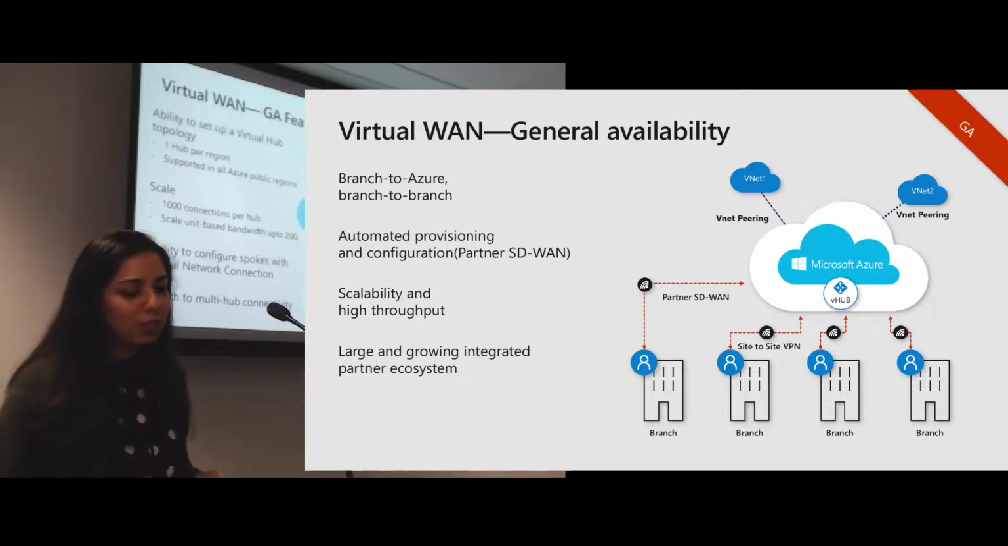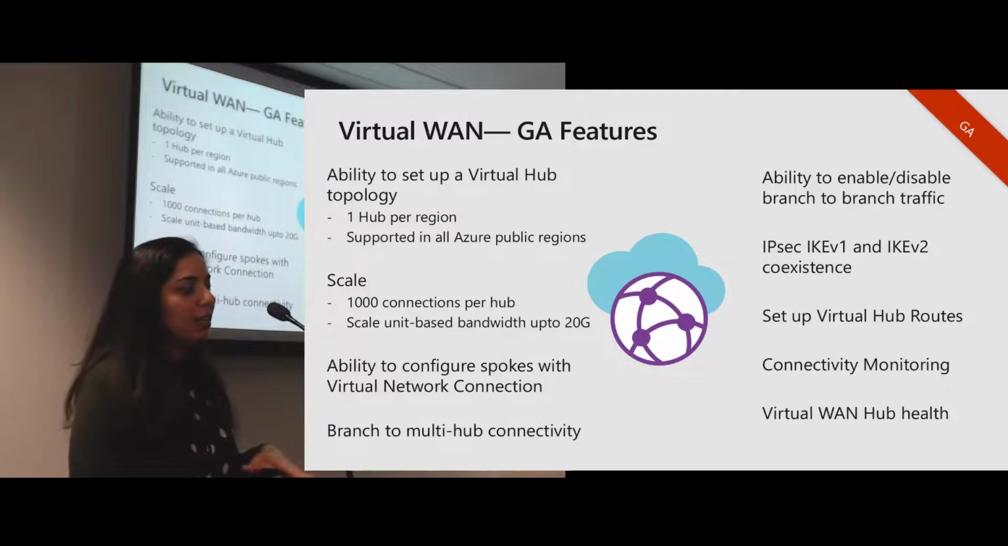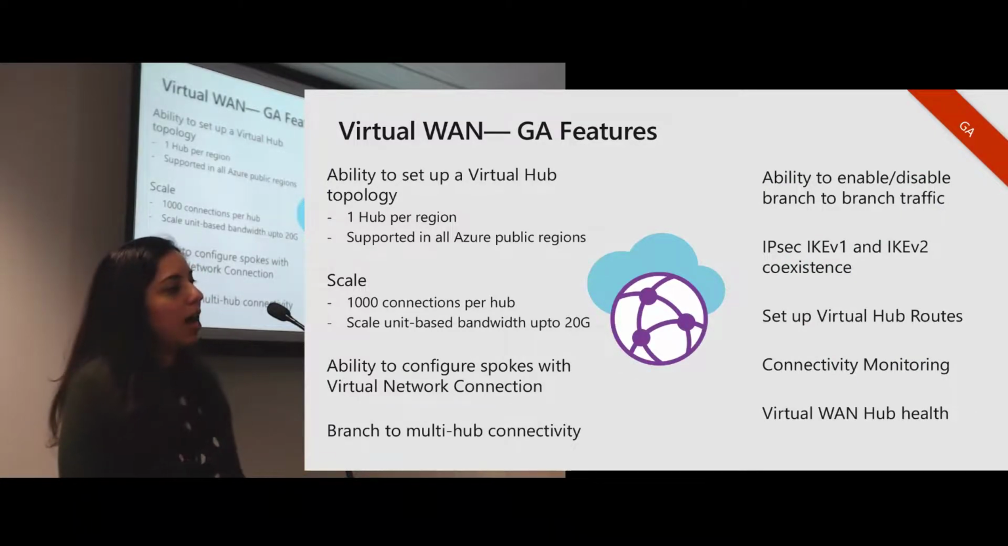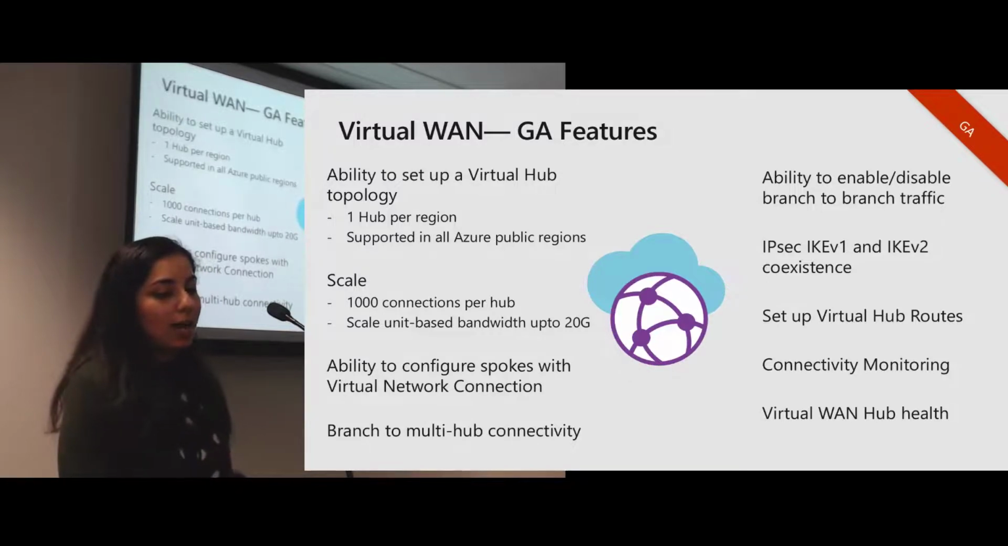Some of the features of Virtual WAN: in Azure, we've got the concept of regions. In Virtual WAN, we've got the concept of virtual hubs. In any particular region, you can only have one hub. If I bring up Melbourne and Sydney as an example, you could have a hub in Melbourne and a hub in Sydney, and you can have all these different connections and endpoints connecting to it.